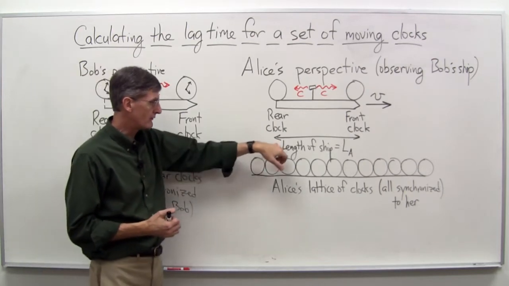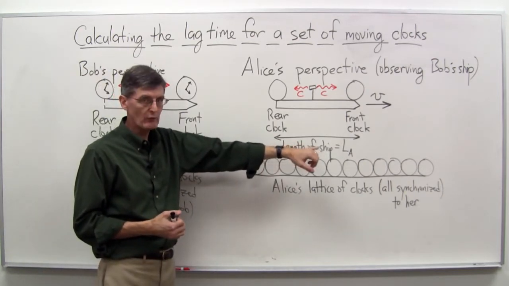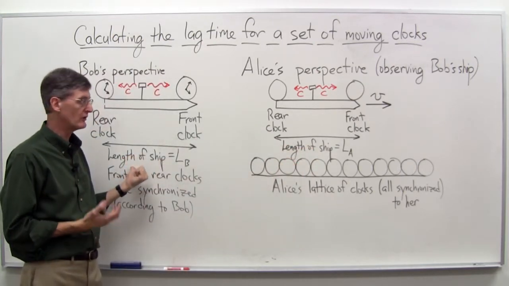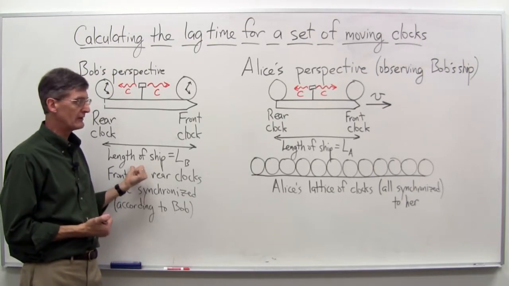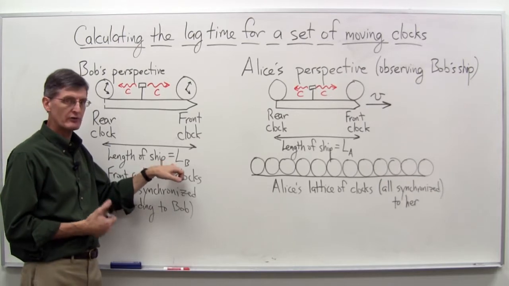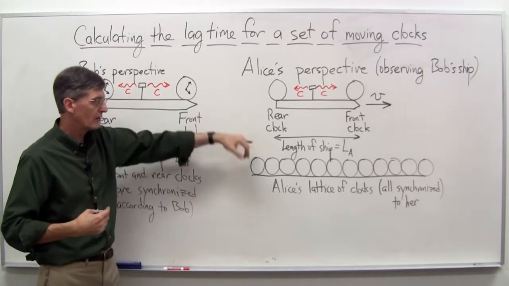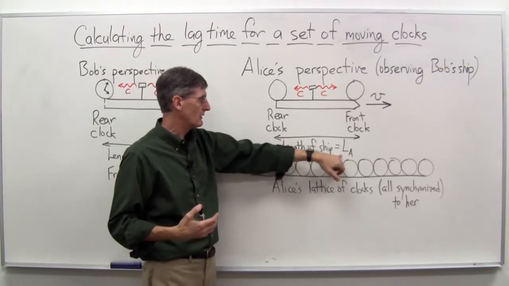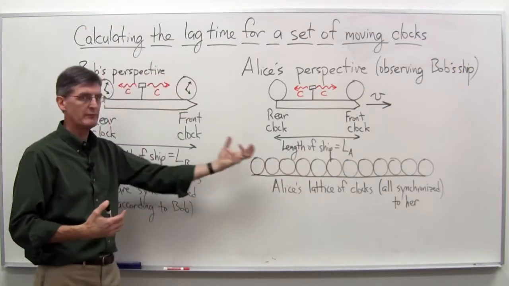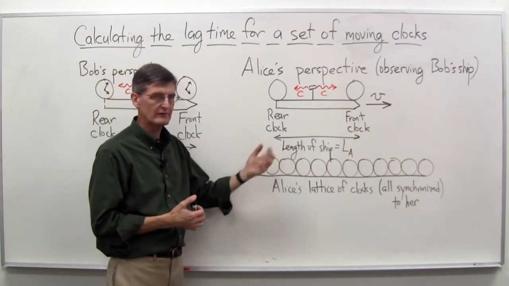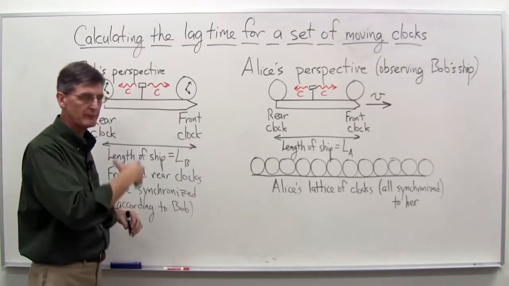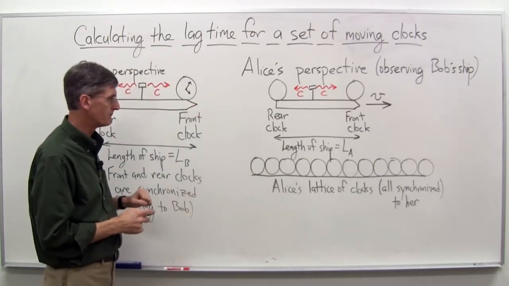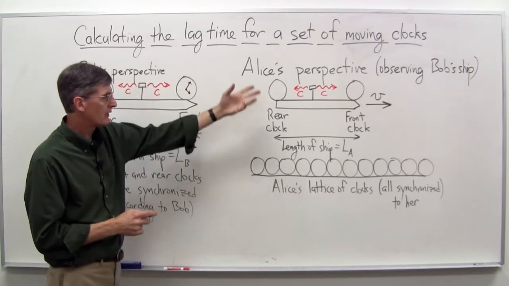Note that the length of the ship to her is L sub a, which is not necessarily going to be the length of the ship to him, because remember, we have length contraction. We're going to use length contraction a little bit later on, but for now we'll just say Bob measures his ship at L sub b, some value. Alice's length for the ship is L sub a. It could be the same as L sub b, but as we know from previously, length contraction occurs, and we'll take that into account later. For now, we'll just say L sub a is the length she sees for the ship, with the rear clock, front clock, and velocity v.